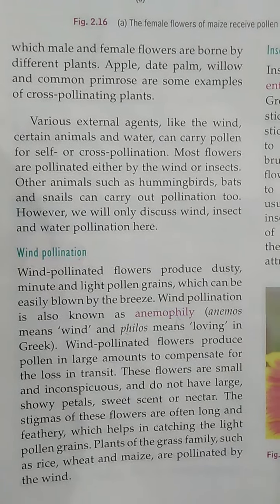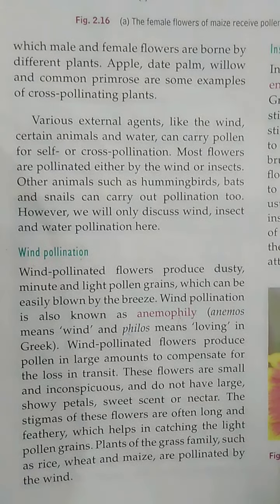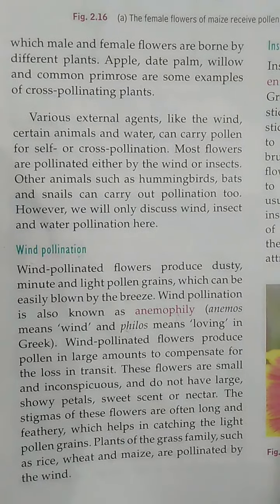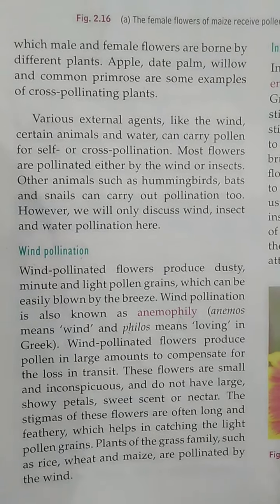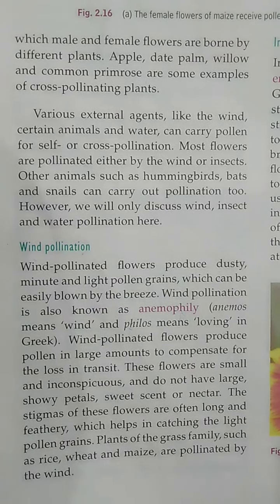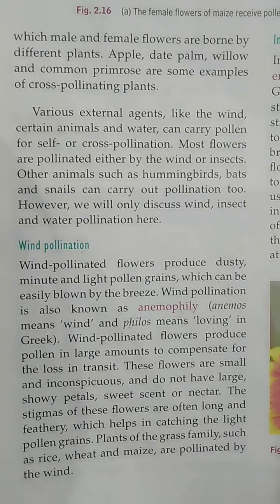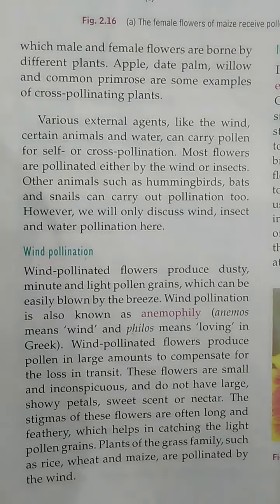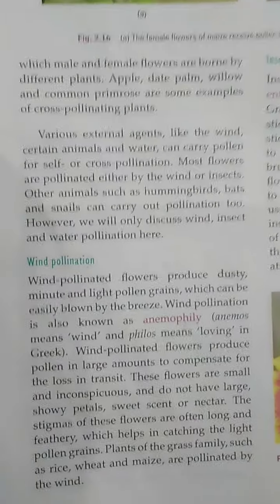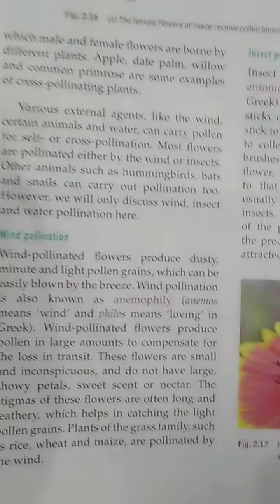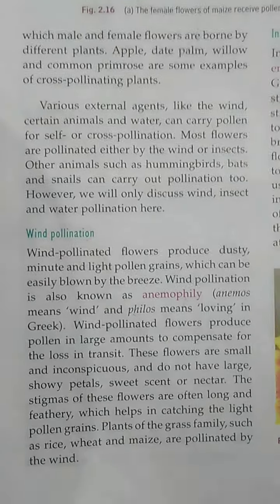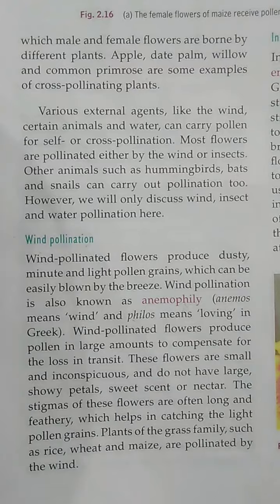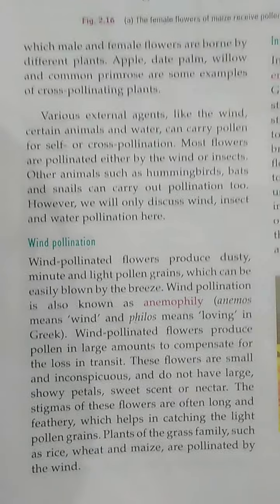Now the flowers of these plants are very small and inconspicuous, and they do not have large showy petals. Inconspicuous means they are very small, and they do not produce scent or nectar. The stigmas of wind pollinating flowers are very long and feathery, and sometimes they hang out of the plant body, so that they can easily catch the pollen grains. So it is all about wind pollination.